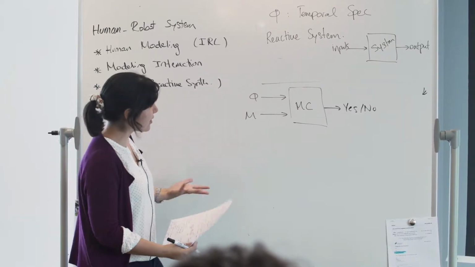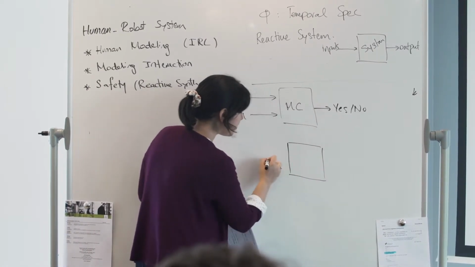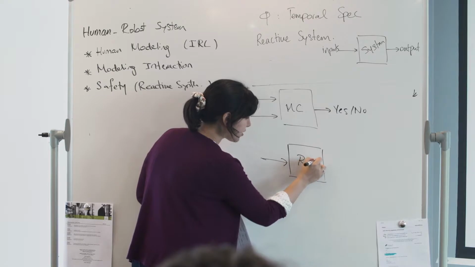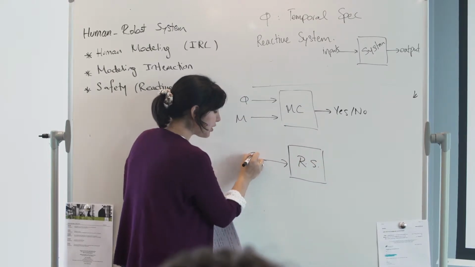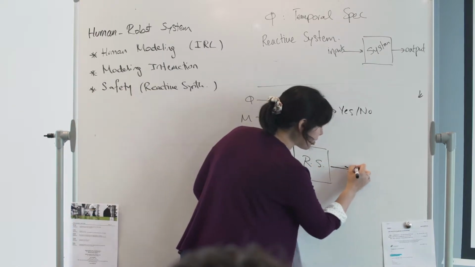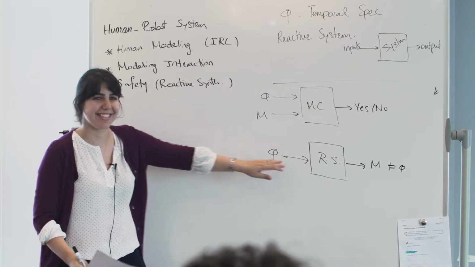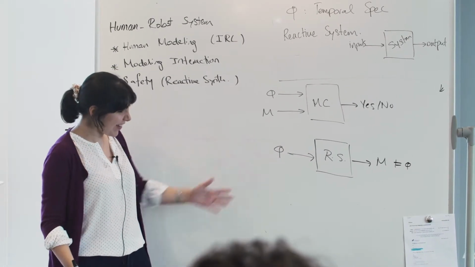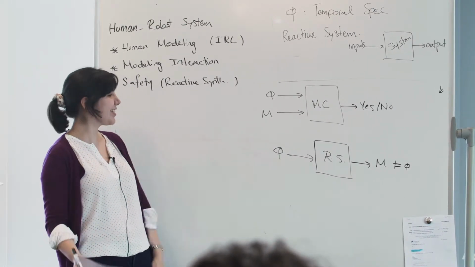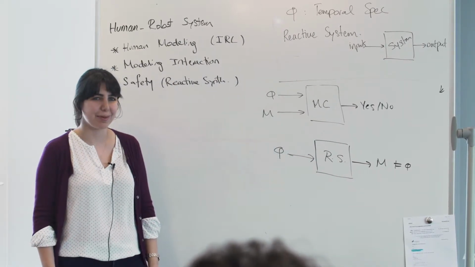But reactive synthesis is a little bit more powerful in some sense, right? What reactive synthesis does is that it only gets the specification, and then it outputs a model that satisfies the specification. It's kind of like magic. You just tell me you want safety, and I'm going to come up with a model, a controller, that satisfies your safety specification.